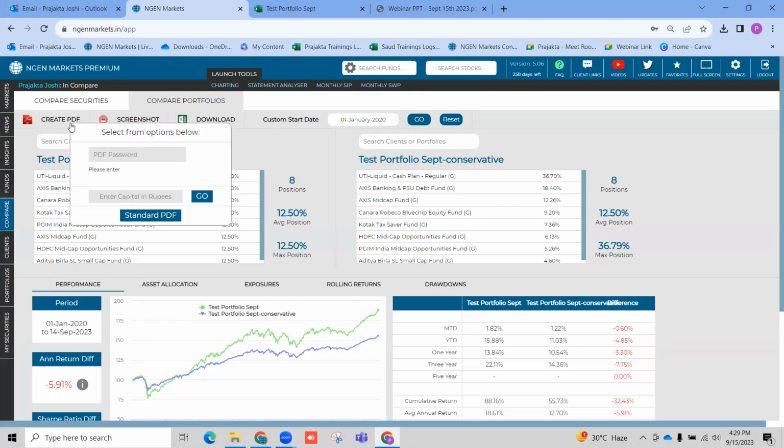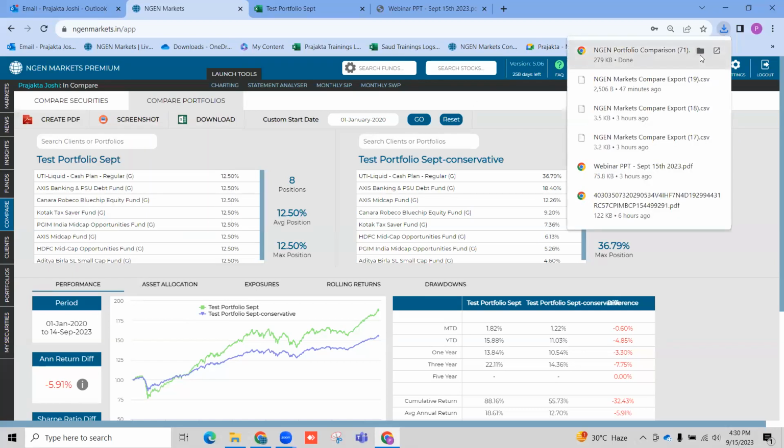When you click on create PDF, there's an option that gets generated wherein you can put in the capital amount in rupees. So let's say this particular client wants to invest, let's say, 50 lakh rupees in his portfolio. So what you will do is you'll enter the amount here. So 50 lakhs. Once this is through, you'll click on go.